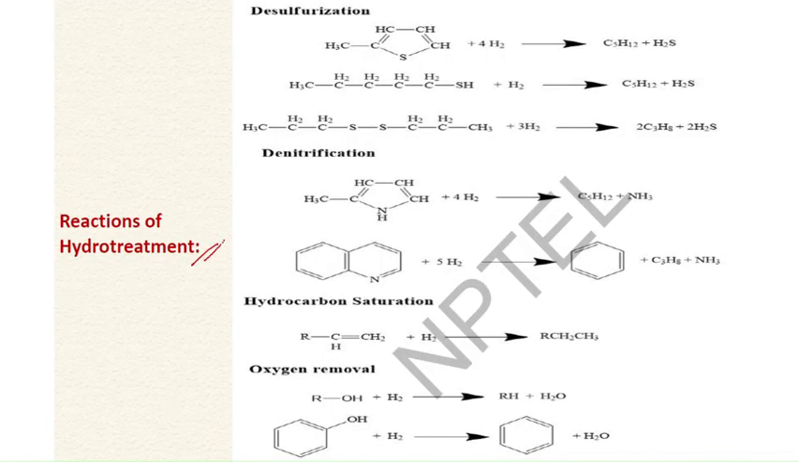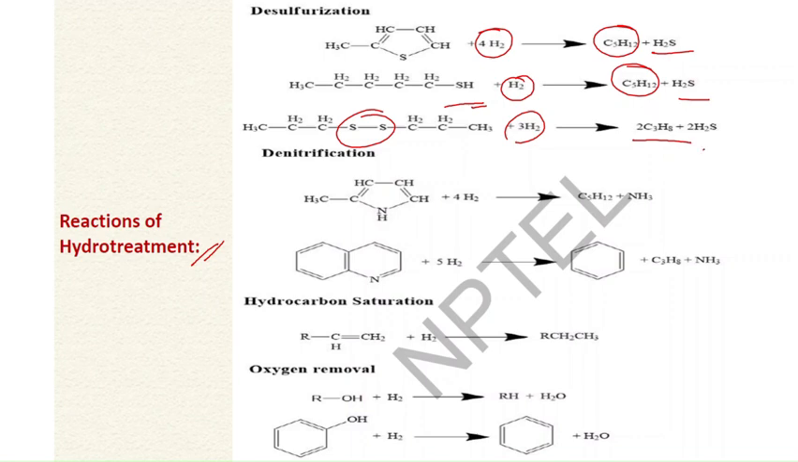Coming to some of the reactions of hydrotreatment, that is, desulfurization: here we can see treating with hydrogen, we get H2S and this C5H12 hydrocarbon. Here also this mercaptan is treated with hydrogen to give H2S and a hydrocarbon. And here this disulfide is treated with H2 to give the hydrocarbon as well as hydrogen sulfide. Denitrification also takes place, and we get ammonia. In this case also we get ammonia by treatment with hydrogen.